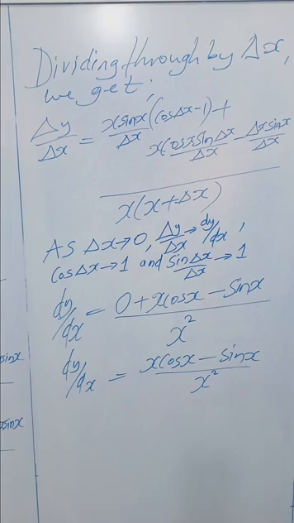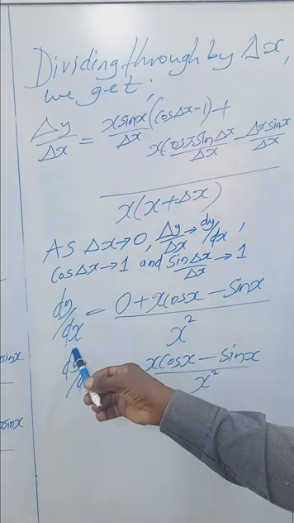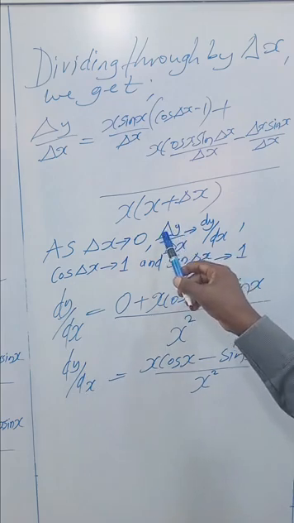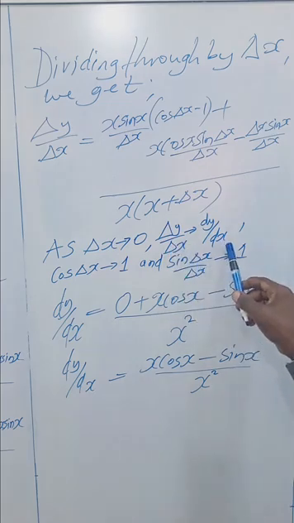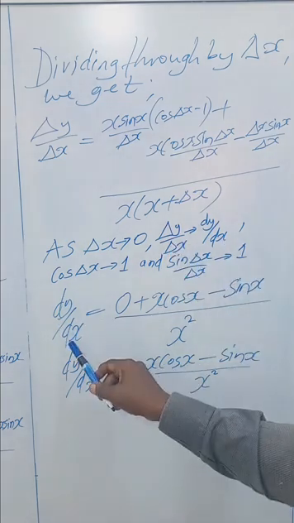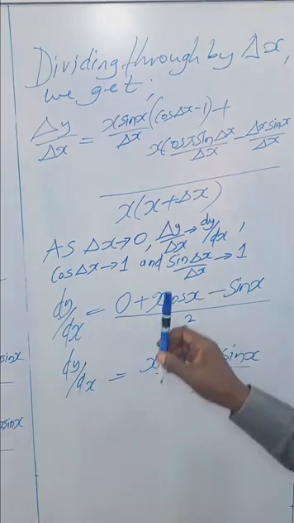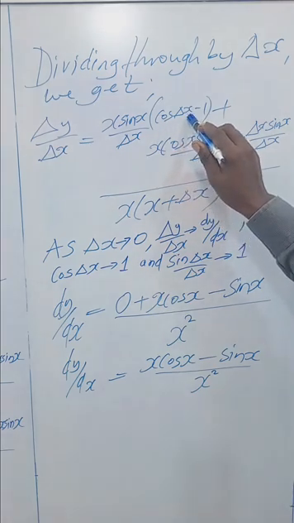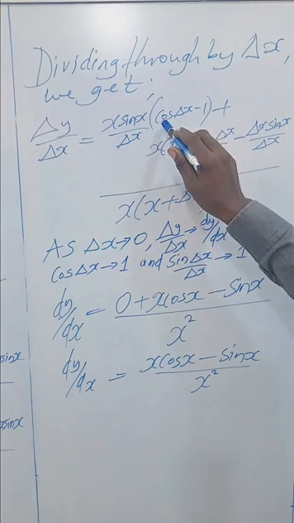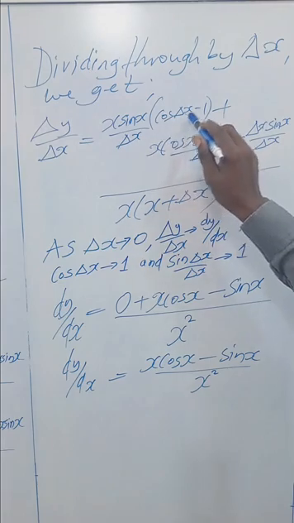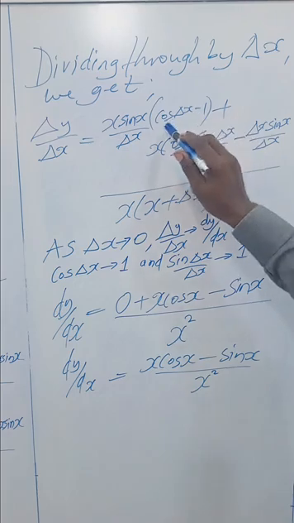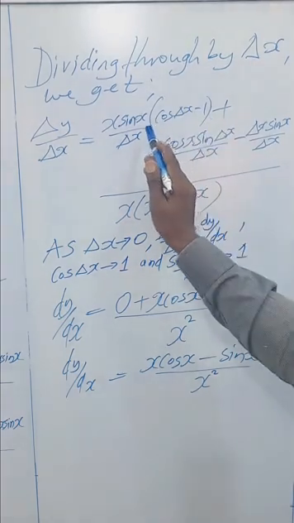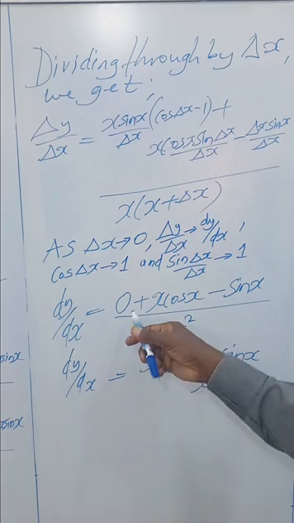Therefore, on the left hand side we shall have our dy/dx. Remember we said as delta x approaches 0, delta y over delta x approaches dy/dx. So therefore we have dy/dx equal to the first expression here. This one you have cos delta x. If delta x approaches 0, cos of 0 gives 1. So 1 minus 1 becomes 0. So the whole of this bracket becomes 0. 0 times any other term on that side will give you 0.